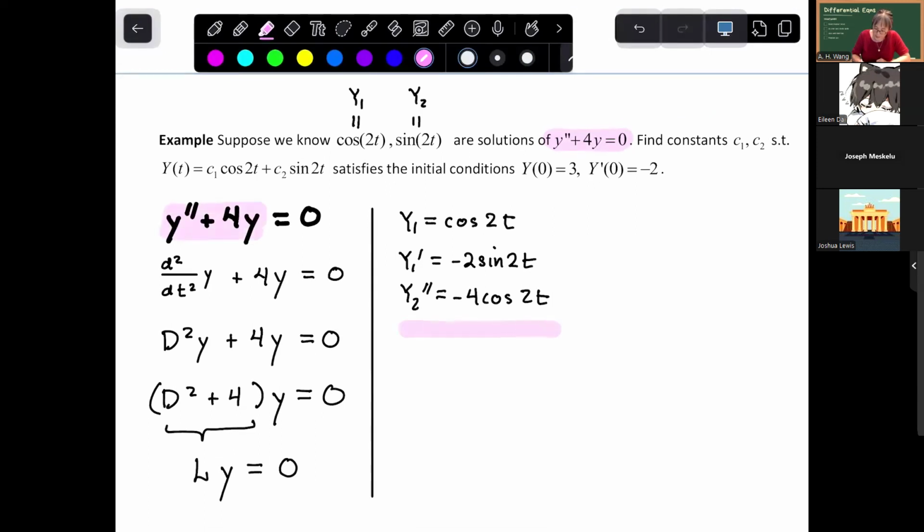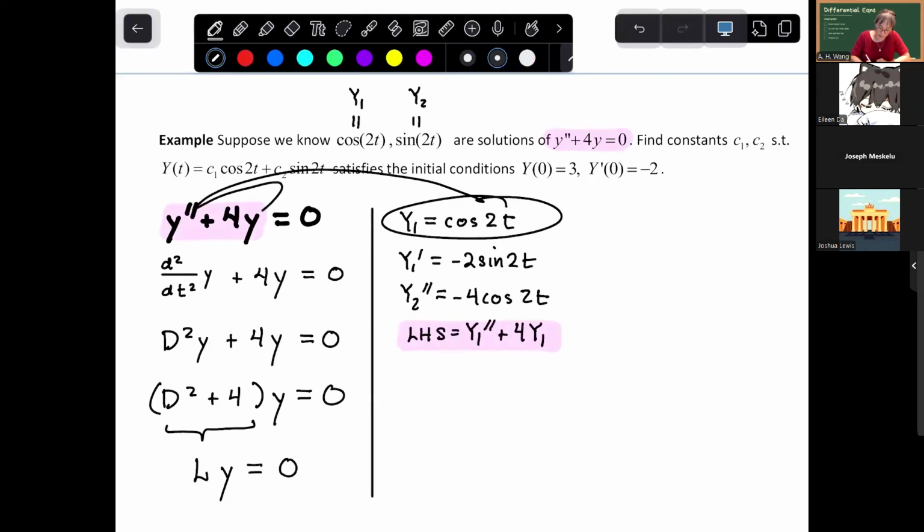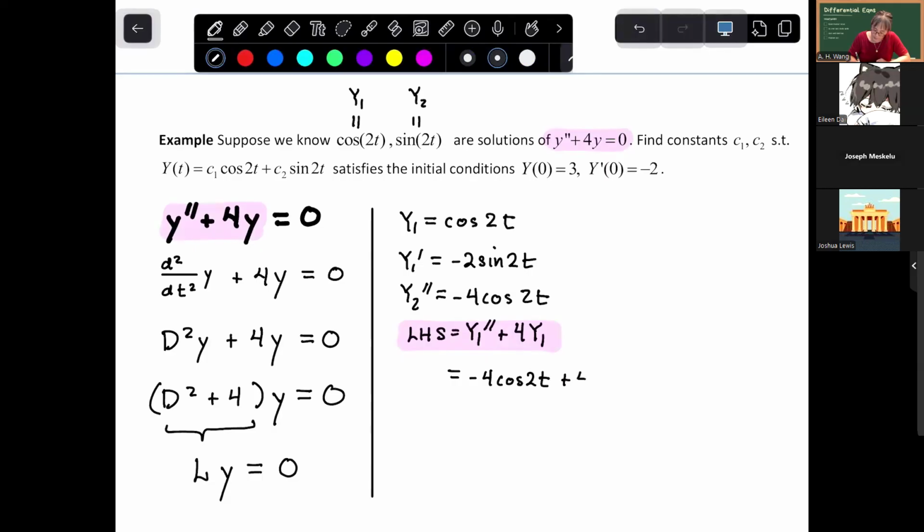And now you're going to go ahead and plug it into the left-hand side. When you plug it in, it's going to be y1 double prime plus 4y1. So in other words, you take this guy and plug it in here and here. And you've already written down the answer. And then plus 4 cosine 2t. And look, you can just see that's going to be the 0, which is the right-hand side. So does everybody see that left-hand side is equal to the right-hand side? And if left-hand side equals right-hand side, you've got a solution.